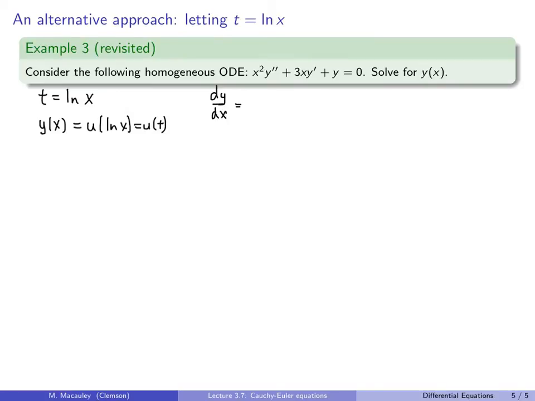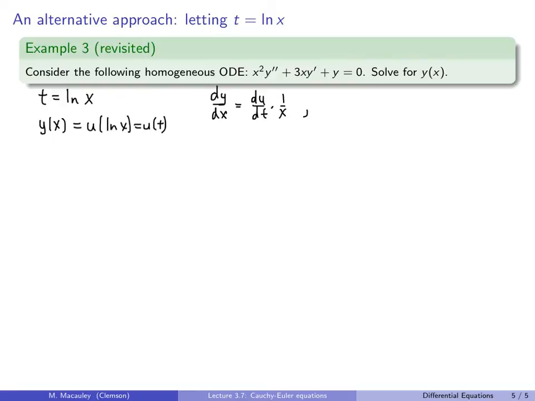So the derivative of y with respect to x, so the derivative of this thing with respect to x, is u prime times the derivative of the inside. So that's u prime times 1 over x. So that's going to be du dt times 1 over x.